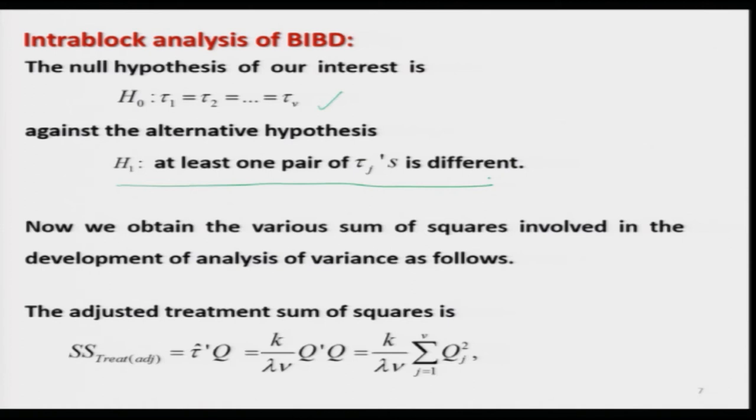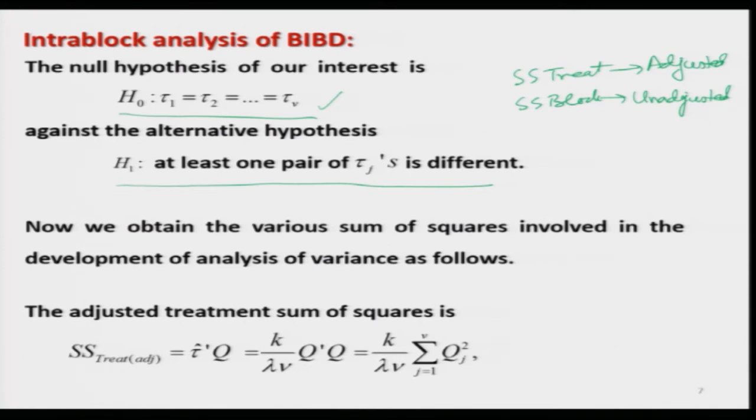Now, what are we going to do? You know the ingredients of analysis of variance are the sum of squares due to treatment, sum of squares due to block, sum of squares due to error, and total sum of squares. In the case of incomplete block design, when we are interested in testing the hypothesis about the treatment effects, H naught: tau 1 equal to tau 2 equal to tau v, we obtain the sum of squares due to treatment and the sum of squares due to block, but the sum of squares due to treatment is going to be adjusted and the sum of squares due to block is going to be unadjusted. That you have to keep in mind, a very important point.